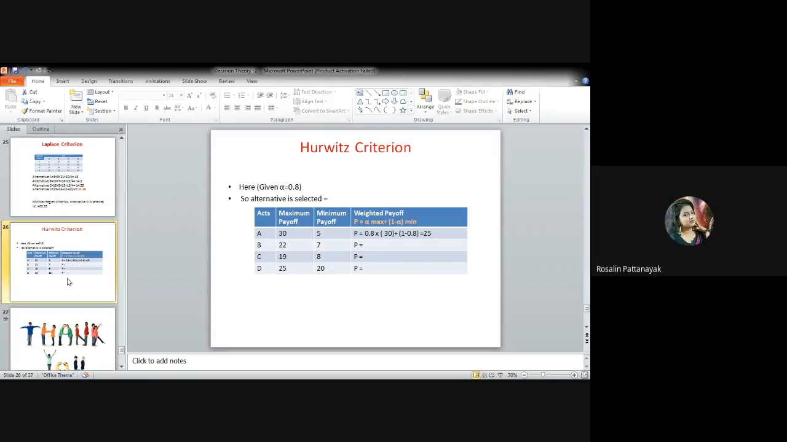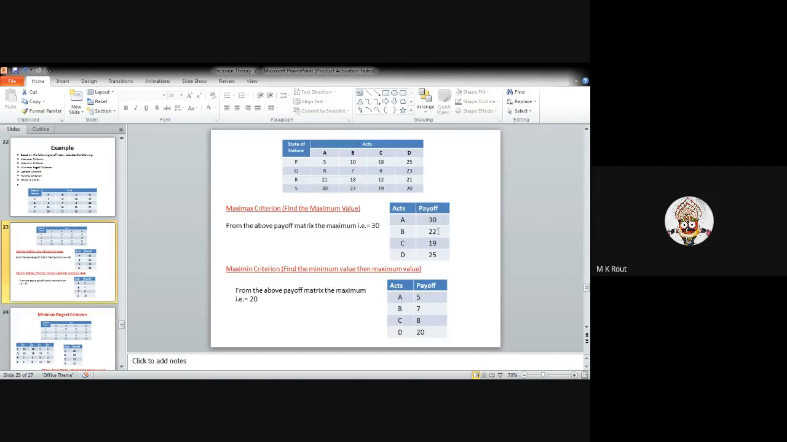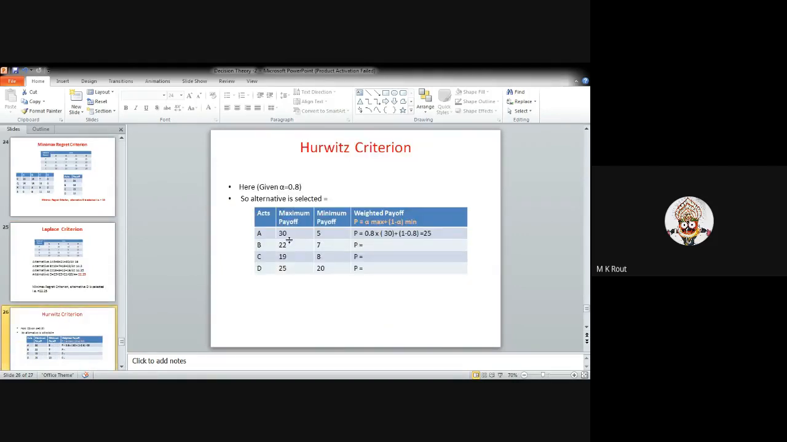Okay. So in the payoff matrix, as per the given data, we already found the maximum payoff, that is 30 for column A, 22 for column B, and 19 for column C. And in case of D, we got 25. It gets the minimum value payoff. We got 5 for row 1, the A row. In case of B, we got 7, that is the minimum value. In case of C, we got 8. In case of D, we got 20. I just write here 30, 22, 19, 25 for maximum payoff. And in case of minimum payoff, I write 5, 7, 8, 20.